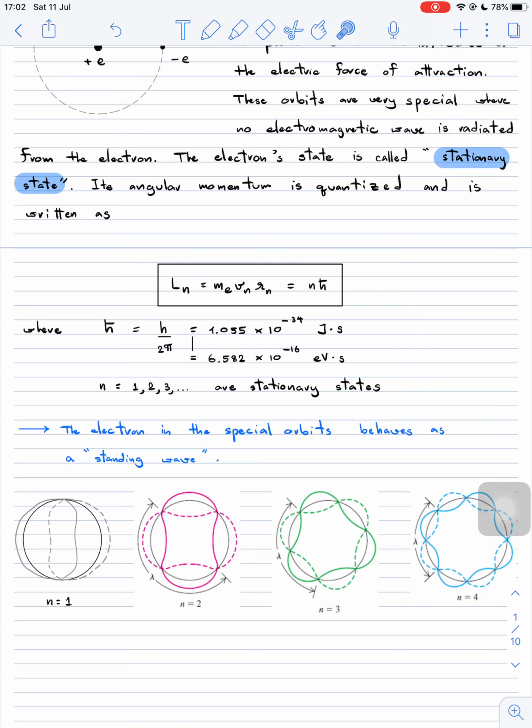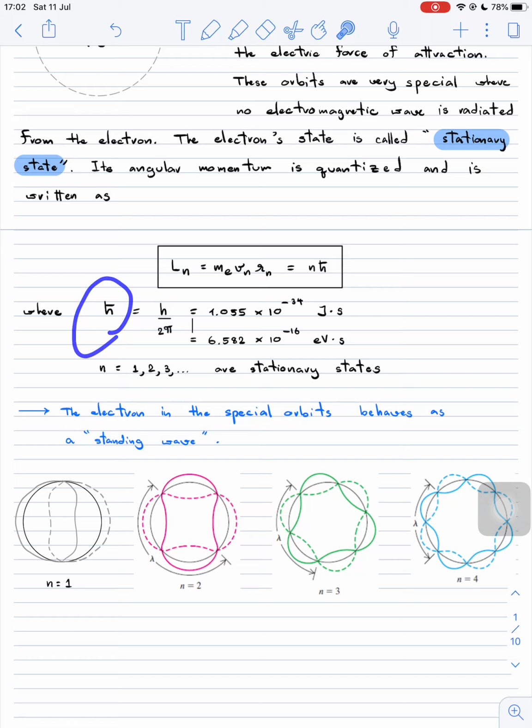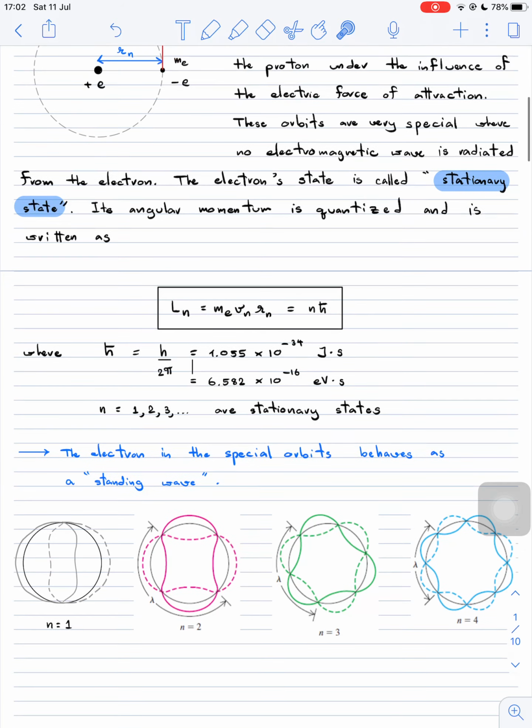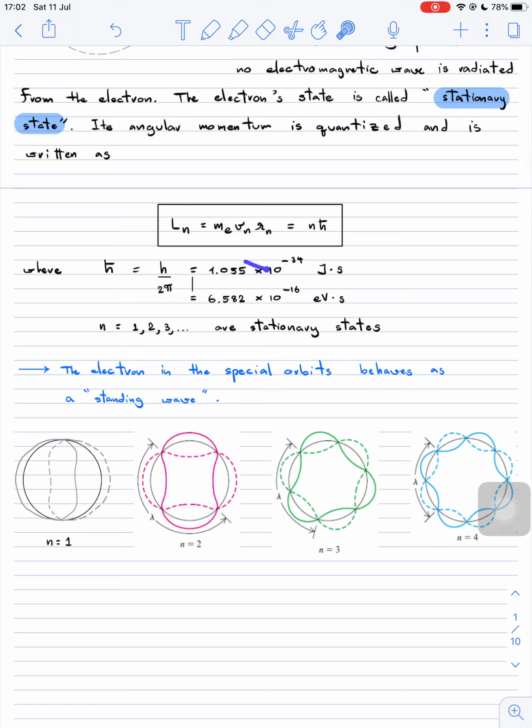Now this h bar is equal to h over 2 pi, which equals these two values depending on the unit that we need. And this n is going to be the number of the state. The n just equals 1, 2, 3, etc. So it's going to be the number of the stationary state here. In this case, it means that the angular momentum must be an integer multiple of h bar.